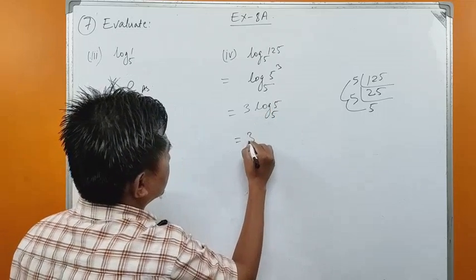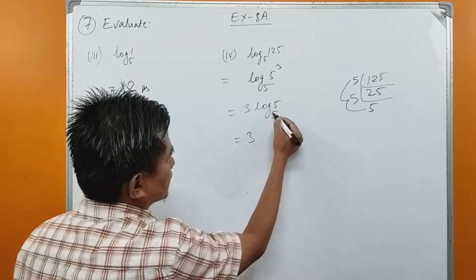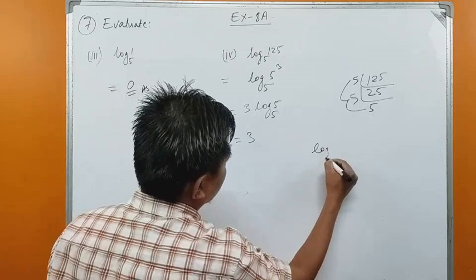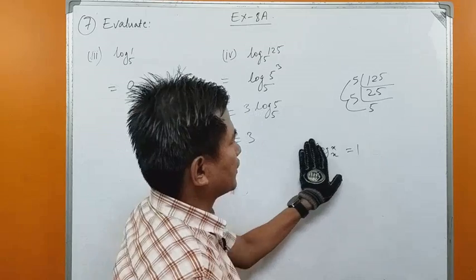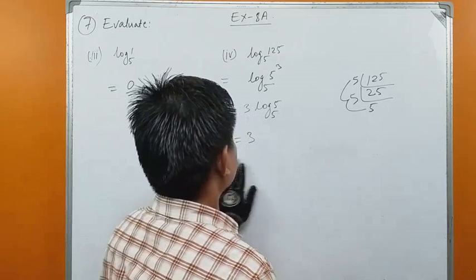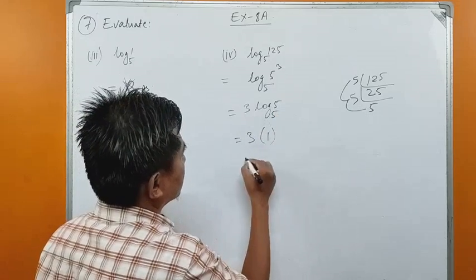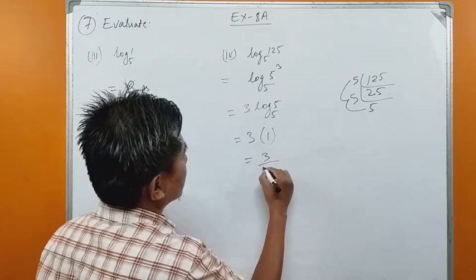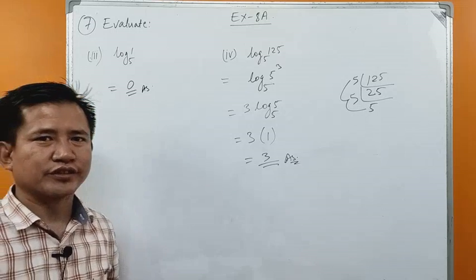So 3 log 5 to the base 5 means log of a number to the same base. Okay, log x to the base x is always 1. If the base is same as the log, then that is 1. Log 5 to the base 5 is 1. So this means 3 1s are 3. So the answer for this question is 3. Okay, now let us do next questions.